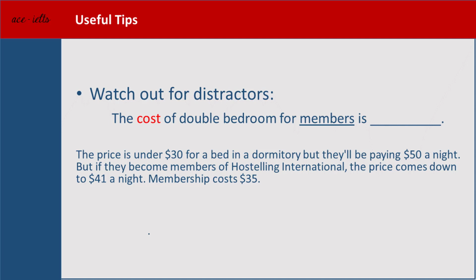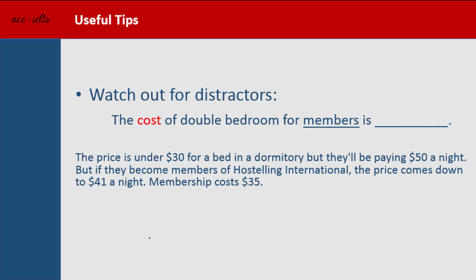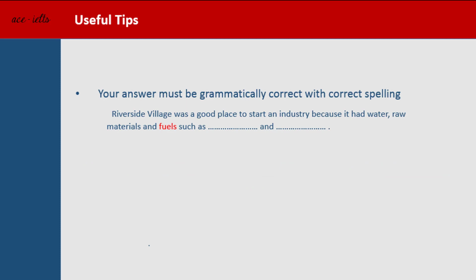Membership costs $35. But you see that there are some other costs mentioned in the audio, but they are not relevant. If you are trying to match the words without listening carefully, you might pick an incorrect answer. The answer is not membership cost. The answer is not the cost of bed or dormitory. It is the cost of double room for members. If you have not clearly understood the question or haven't underlined the key words, you will be in trouble.